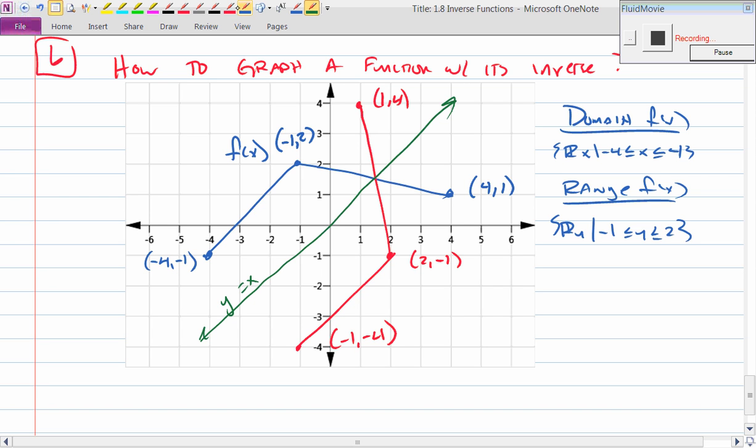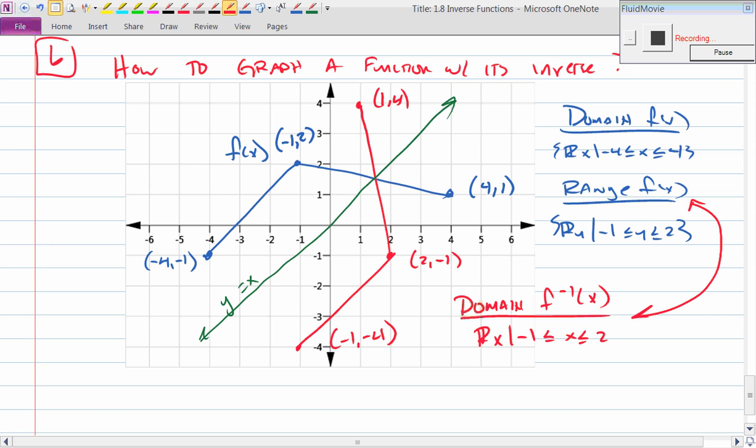But here's the cool part. What is your domain for f inverse of x? Yeah, very good. It's the range of f of x. The domain goes from all real numbers x such that -1 is less than or equal to x, less than or equal to 2. Which you'll notice is the exact same thing as the range of the regular function.